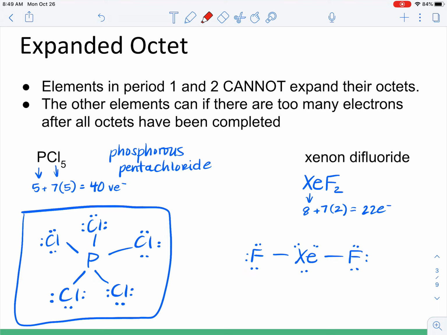Now if we check xenon, we can tell by looking at it, there's more than 8 electrons. 1, 2, 3, 4, 5, 6, 7, 8, 9, 10. All right, but xenon is past the 3rd period, so it's okay for it to have more than an octet. All right, so this is our final structure for xenon difluoride.